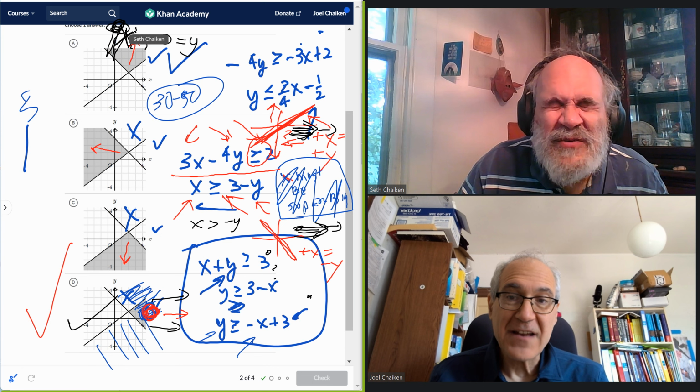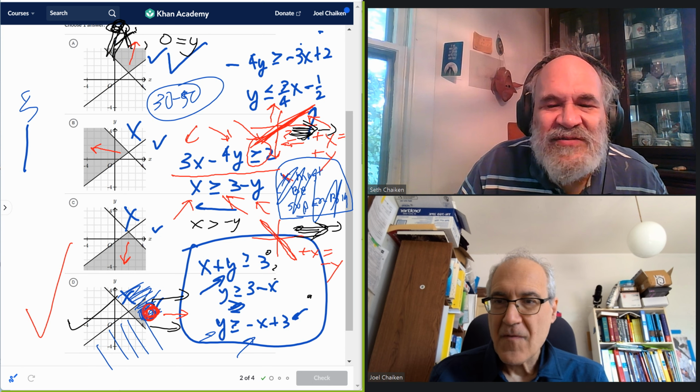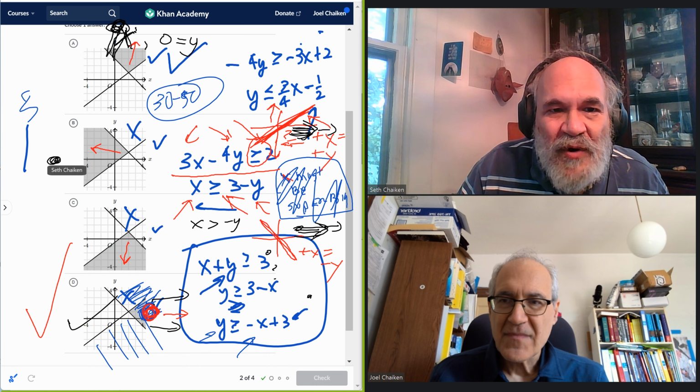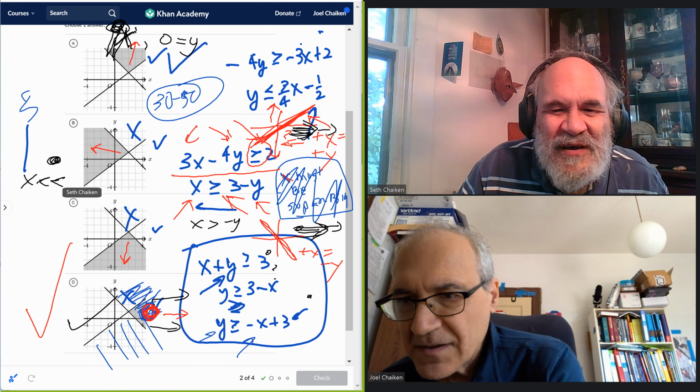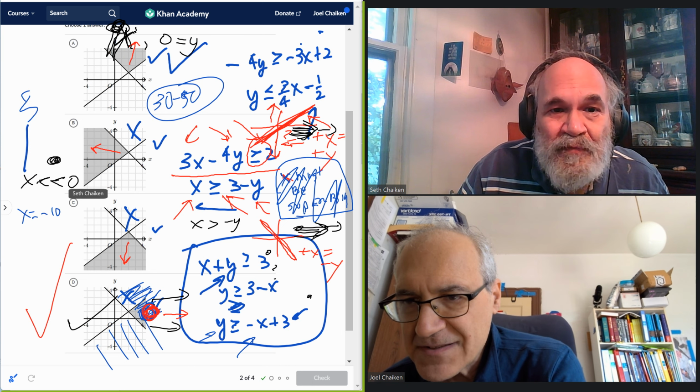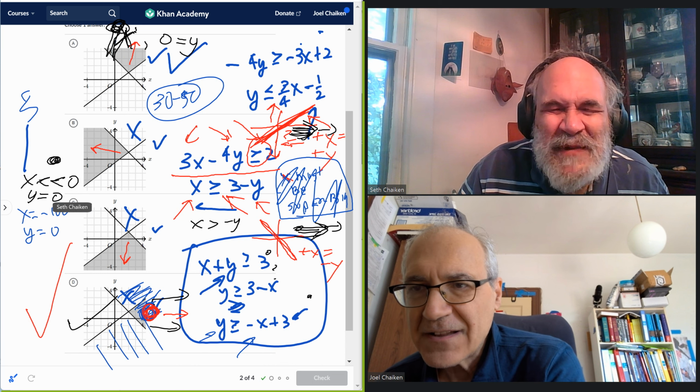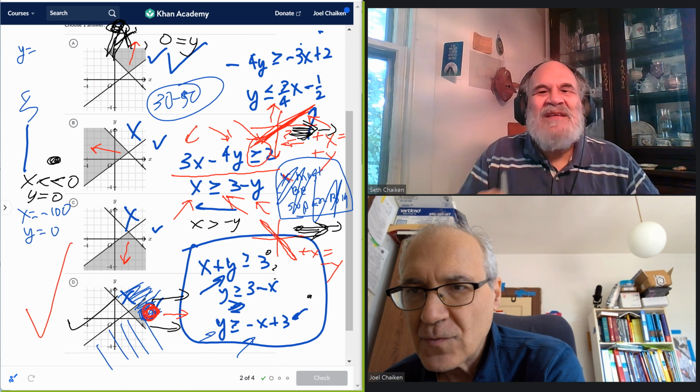Exactly. So that's not a fair approach for this one. We test the point that is over here. X is very, very much less than 0, X is negative 100, Y equals 0. Exactly. And test those. Yeah, that is much better.